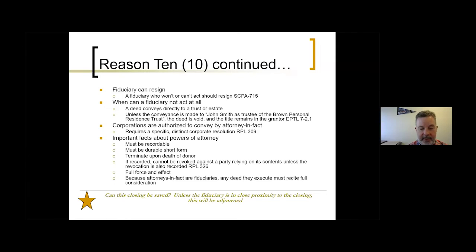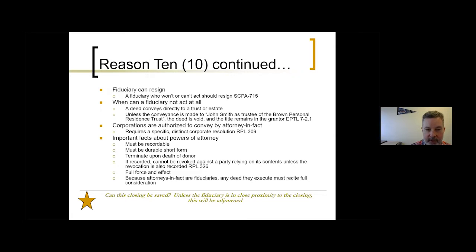Now, important facts about the power of attorney: it must be in recordable form. If you're signing a deed or a mortgage with it, we're going to record it. It has to be recorded with the county. It's got to be the durable short form, which is changing, as Richard mentioned, and we're going to be getting a new power of attorney soon. June 13th is when the new power of attorney is going to become effective. It terminates upon the death of a donor, and if it's recorded, it can't be revoked against the party relying on it unless the revocation is also recorded. You have to have people on notice.